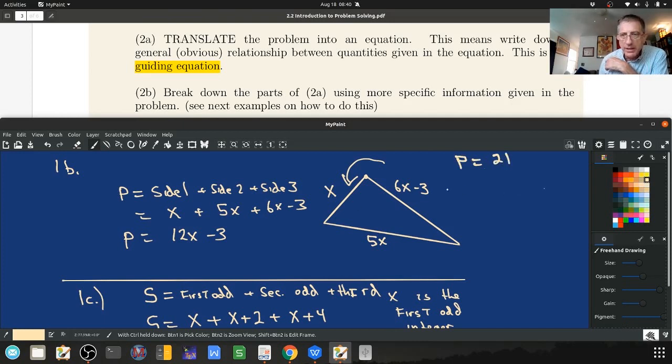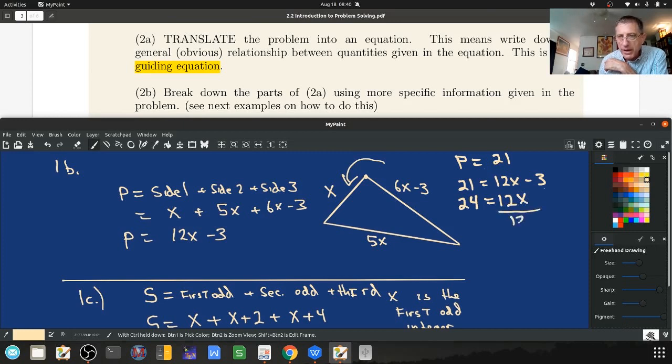So find the side length. We solved 21 is equal to 12x minus 3. So I want to move the 3 over. I do so by adding 3 to both sides. So 21 plus 3 is 24, and that's equal to 12x.